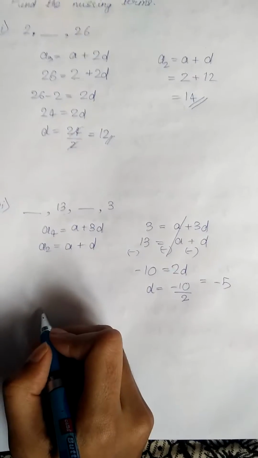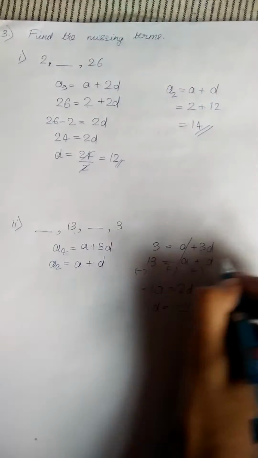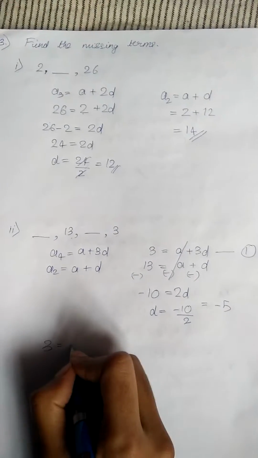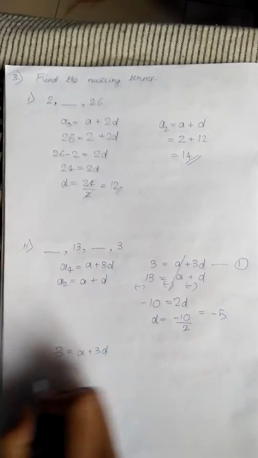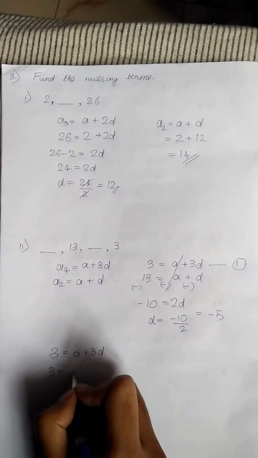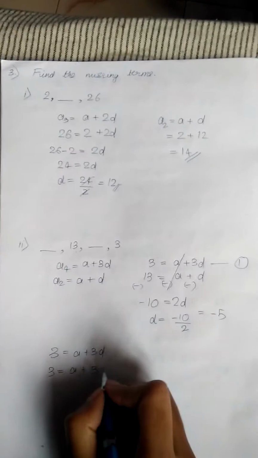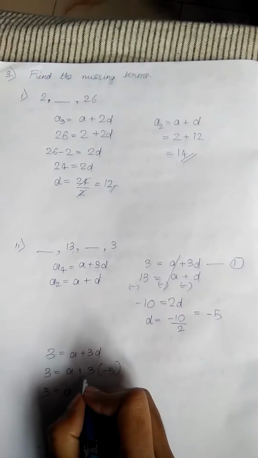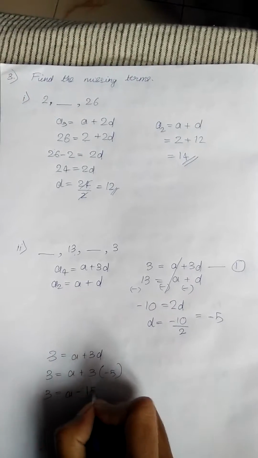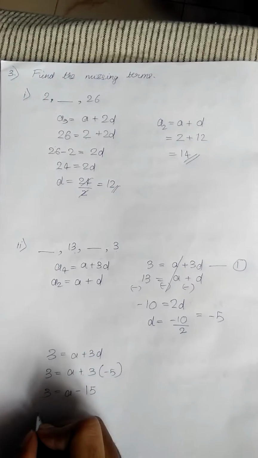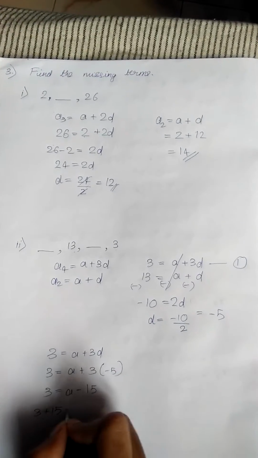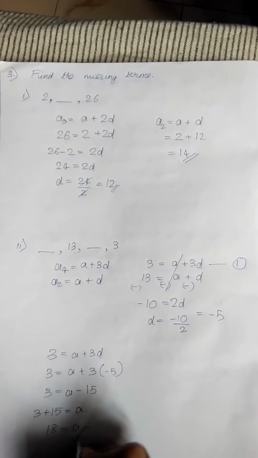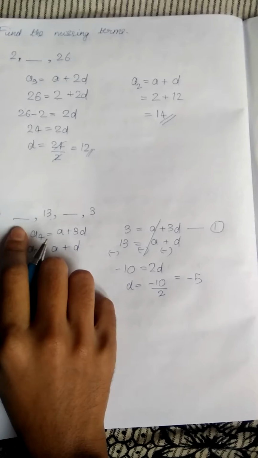To find the first term, let's substitute the value of d in any one of the equations. I'll take equation 1: 3 equals a plus 3d. So 3 equals a plus, I know the value of d as minus 5. 3 equals a, plus into minus is minus, 3 5s are 15. Let's take minus 15 to the other side. 3 plus 15 equals a. So a is 18. Now I found the first term as 18.